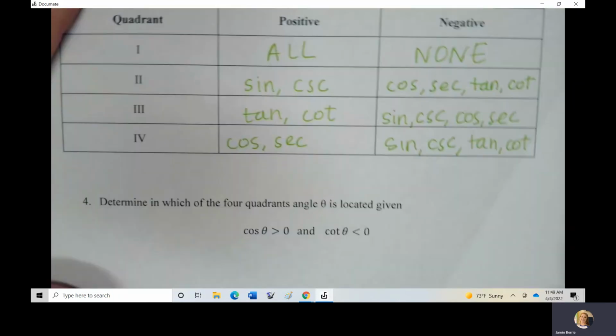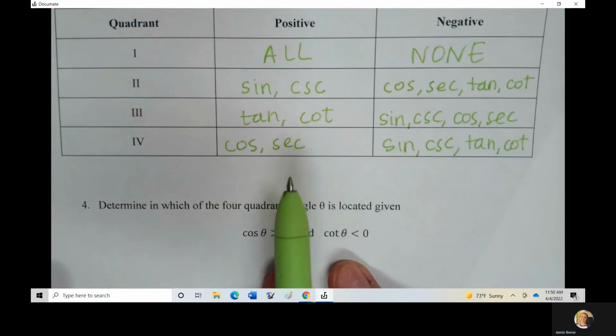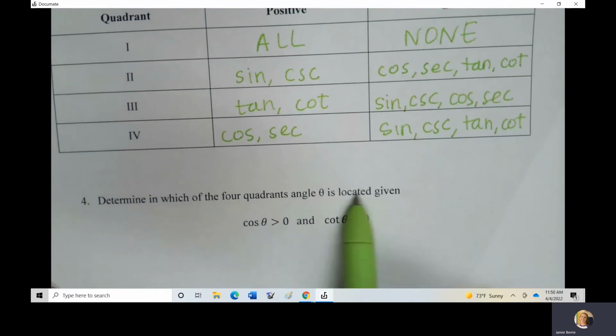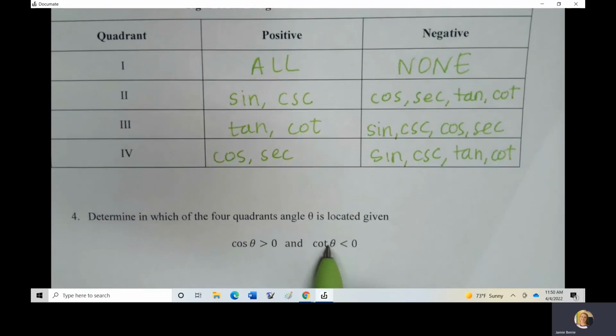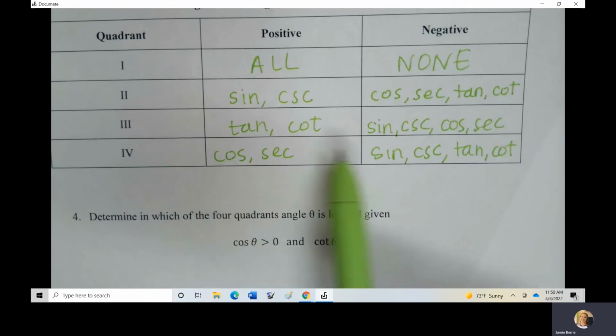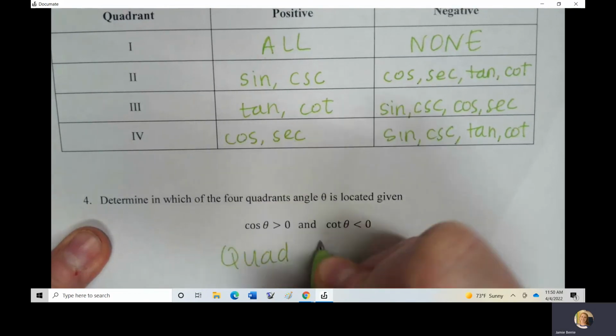All right, and then last question for this video, then we're going to do a part 2, is determine in which of the 4 quadrants the angle theta is located, given that cosine is positive and cotangent is negative. So cosine is greater than 0, cotangent is less than 0. So where is cosine positive but cotangent negative? Cosine positive, cotangent negative. That would be in quadrant 4, right? Cosine positive, cotangent negative. Right, so that would be quadrant 4.